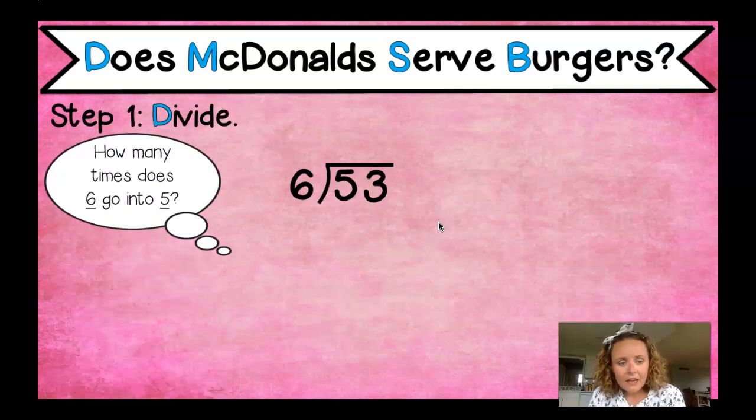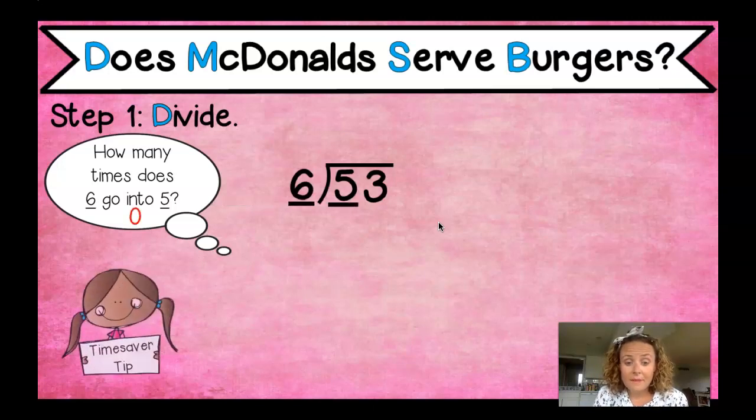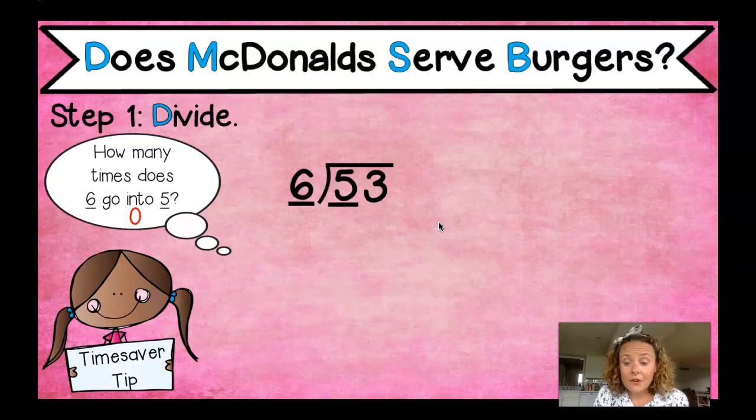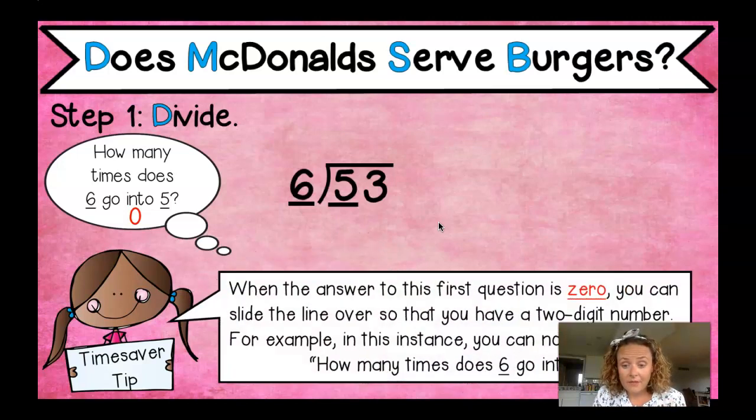Let me see. Here we go. How many 6s go into 5? I know it's a 50, but we're calling it 5 with this method. 0 6s fit into 5. Okay, time saver. Yes, we could go through the process again. Divide, multiply, subtract, bring down. When the answer to the first question is 0, you can slide the line over so that you have a 2-digit number. For example, in this instance, you can now ask yourself, how many times does 6 go into 53? It saves us time rather than doing all the 0 times 6, right?